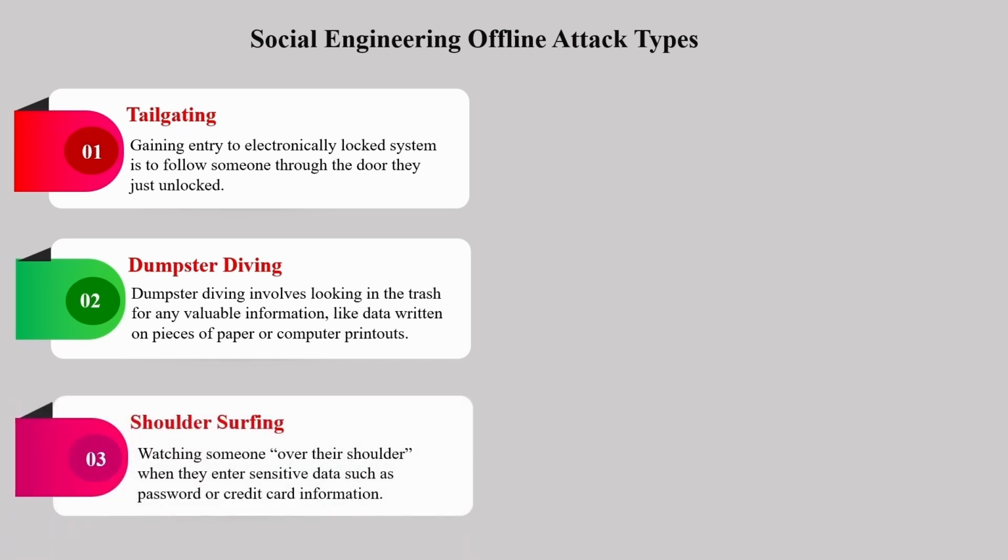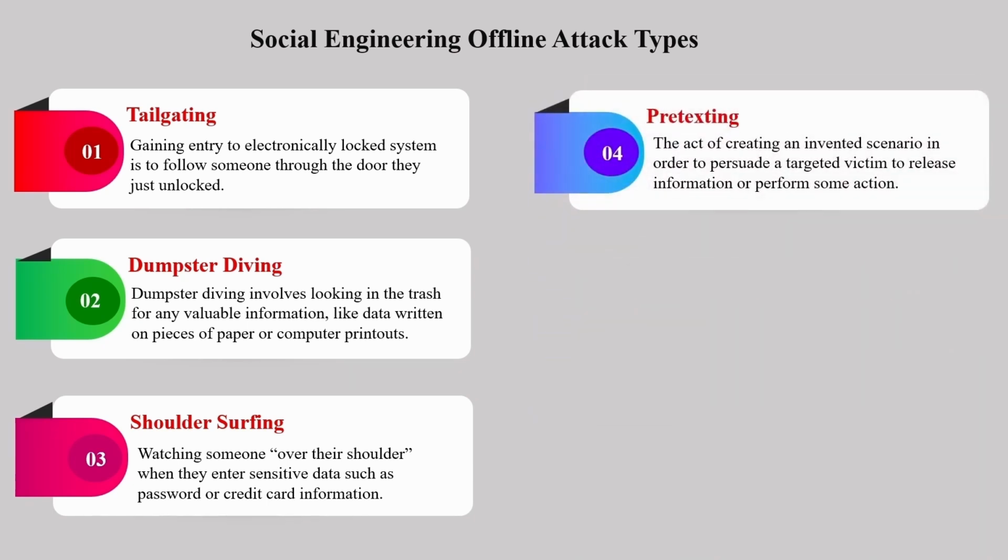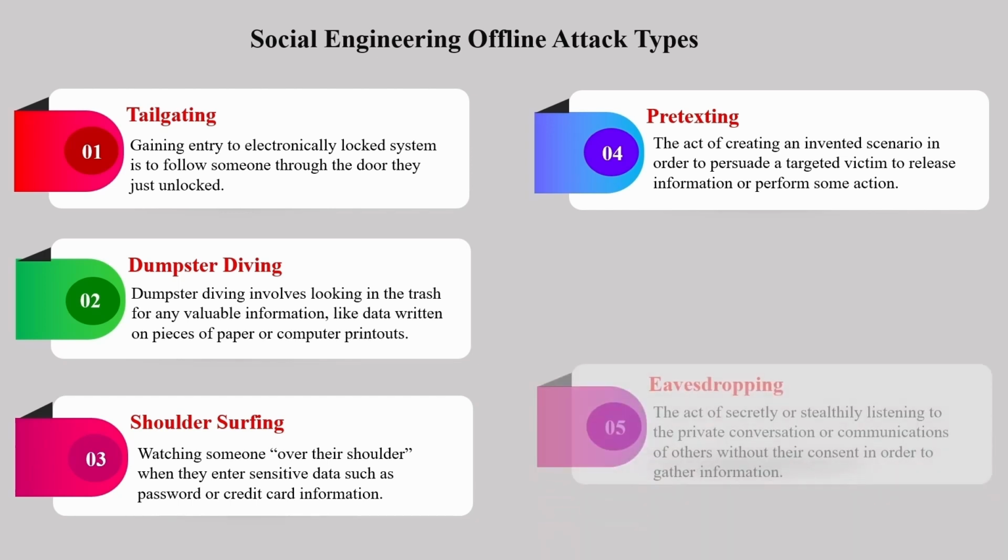Third one is shoulder surfing, watching someone over their shoulder when they enter sensitive data such as password or credit card information. This type of attack takes place when one party is able to look over another's shoulder or spy on another's screen. Fourth one is pretexting, the act of creating an invented scenario in order to persuade a targeted victim to release information or perform some action.